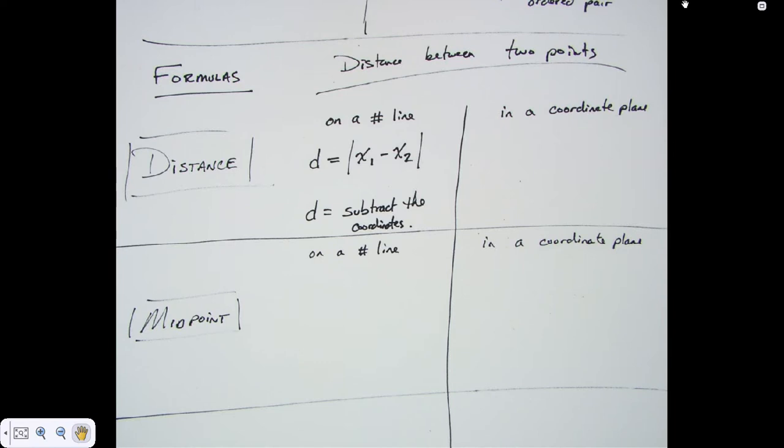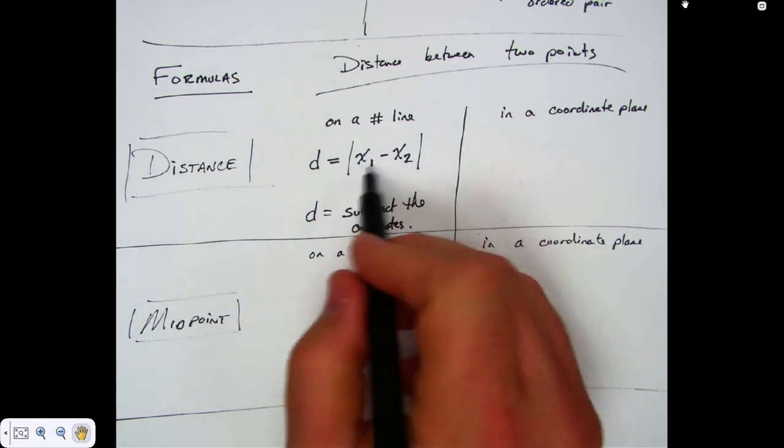So can you have -5 units? Is it -5 miles as a distance? No, it's 5 miles. That's why the order of these two does not matter.